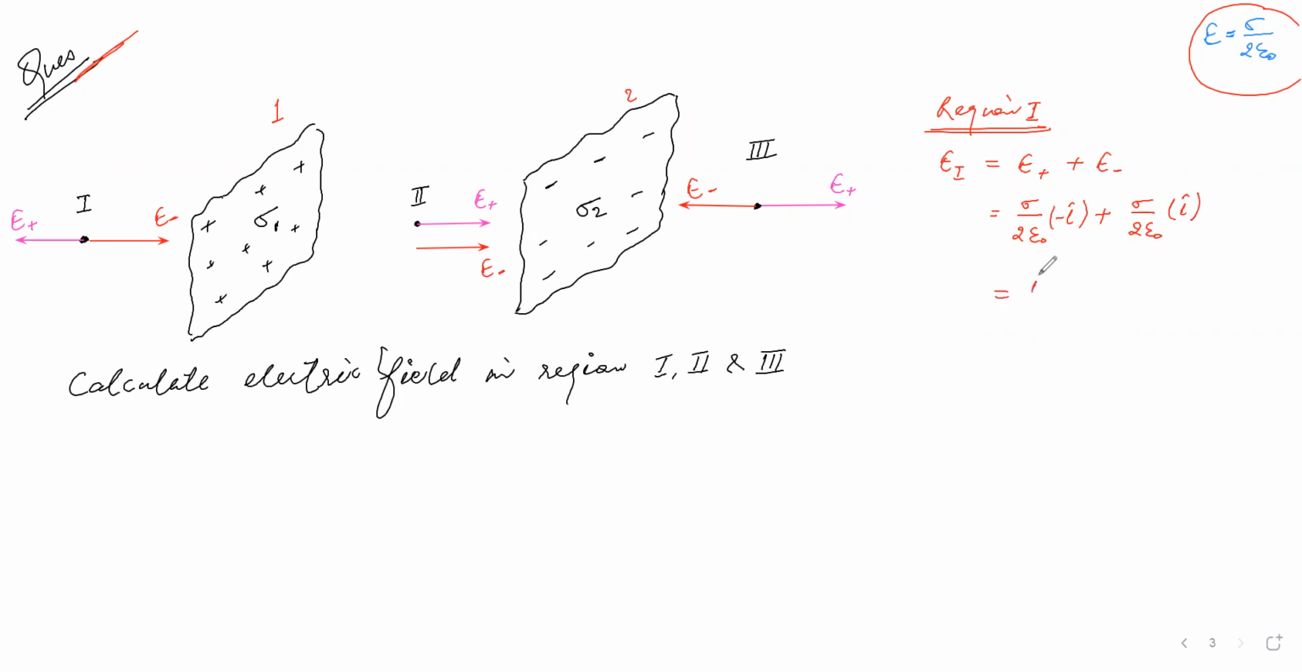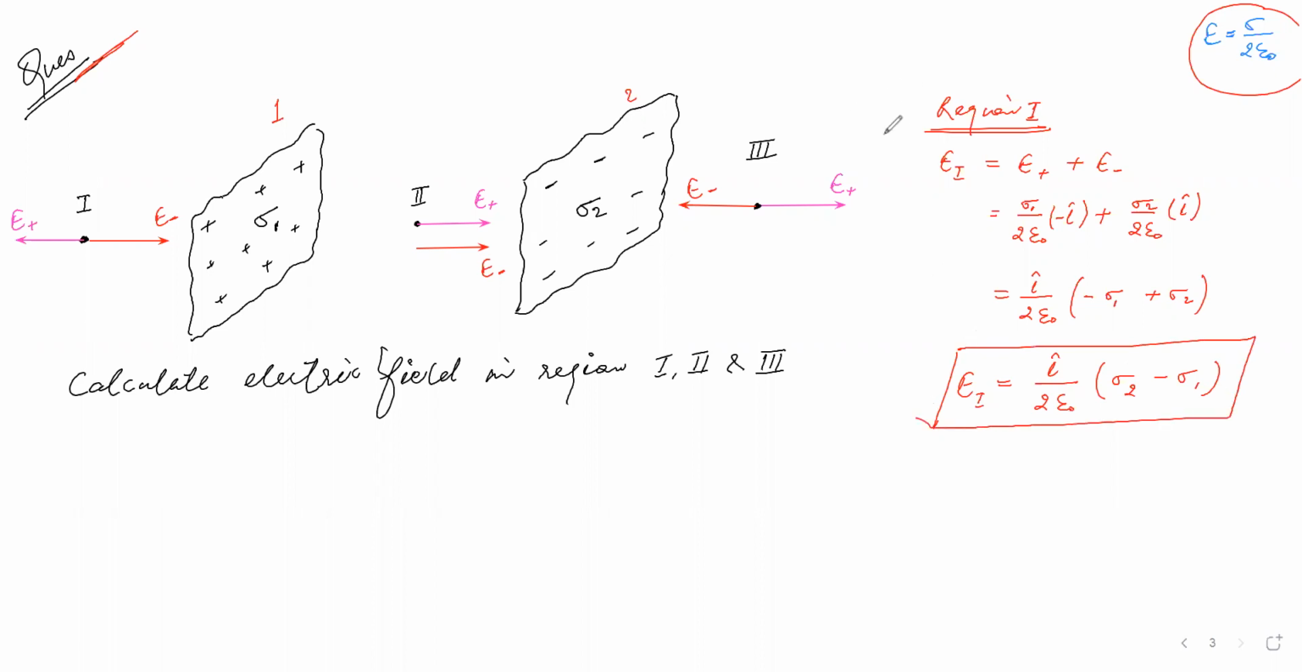When you take i cap over 2 epsilon naught as common, this is your sigma 1 and this one is your sigma 2. You should write minus sigma 1 plus sigma 2, or you can write i cap over 2 epsilon naught times sigma 2 minus sigma 1. Exactly, sigma 2 minus sigma 1. This is your electric field in region 1. Are you clear or not?